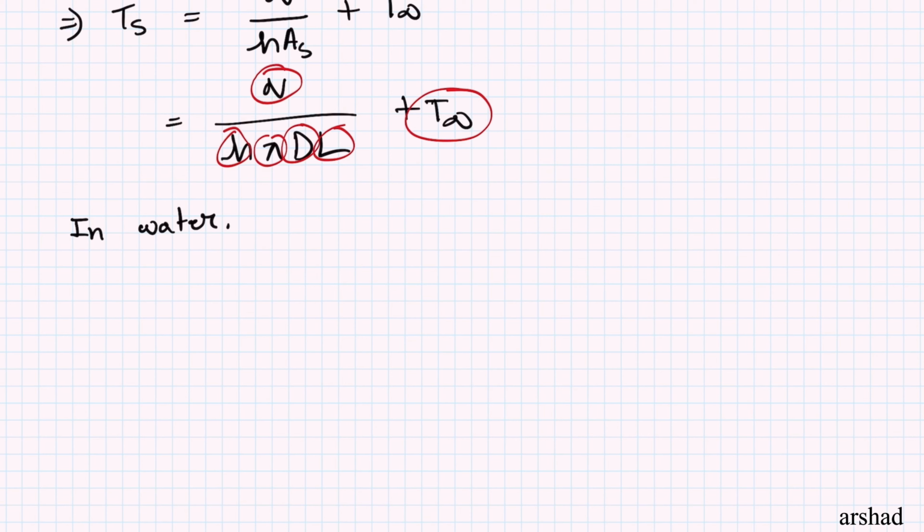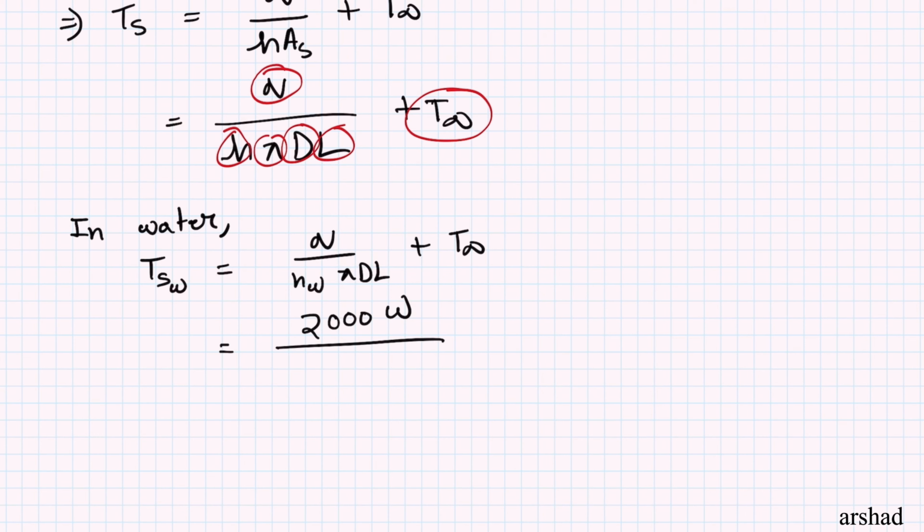So in water we can write the surface temperature for the case of water surrounding the cylindrical heater, and write Ts,w equal to Q over hw pi DL plus T infinity, and we can put the values. So Q is 2000 watts because it was 2 kilowatts. hw is 5000 watt per meter squared Kelvin. Then we have pi, which is 3.14159.